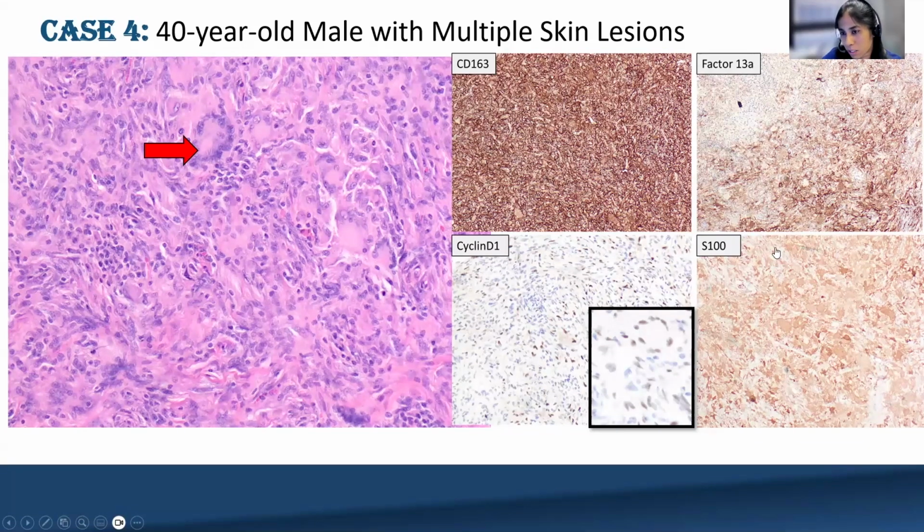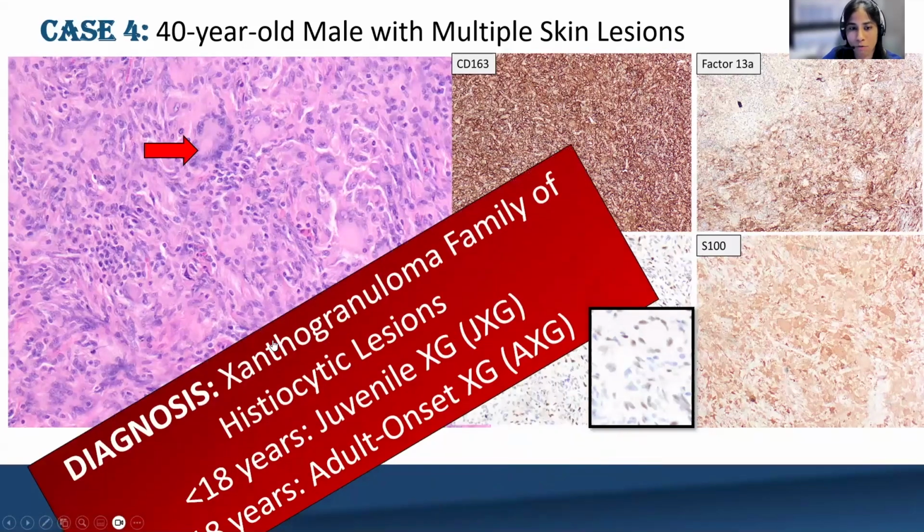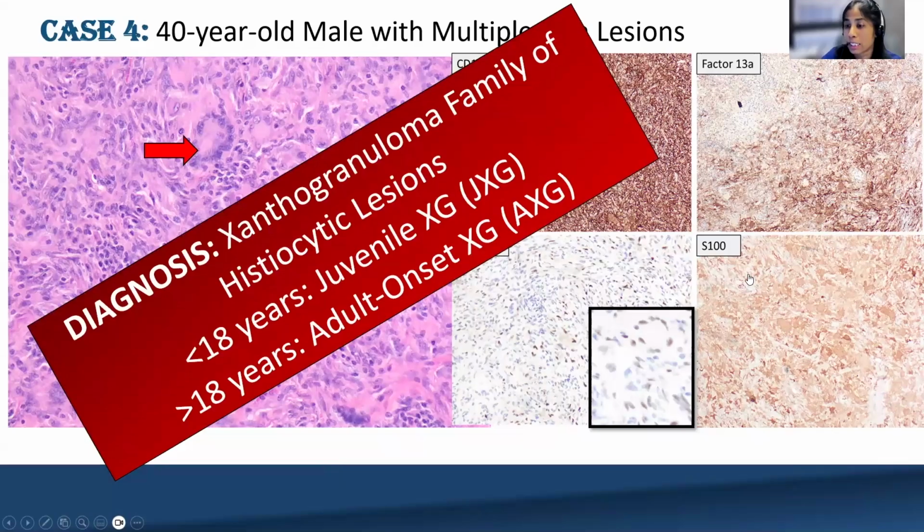Now, diffuse expression of S100 can be seen in this case of xanthogranuloma. It doesn't necessarily mean Rosai-Dorfman disease. The morphologic features are what distinguish Rosai-Dorfman disease from xanthogranuloma. In this particular case, depending upon the age, it's all a play of semantics. In the pediatric age group, this is what we call JXG phenotype, whereas in adults we could say this is an adult onset XG. The key thing to note is the xanthogranuloma family of histiocytic lesions has some abnormal IHCs, as you can see here.